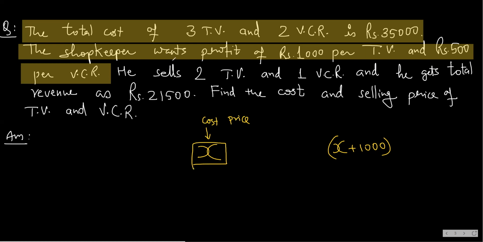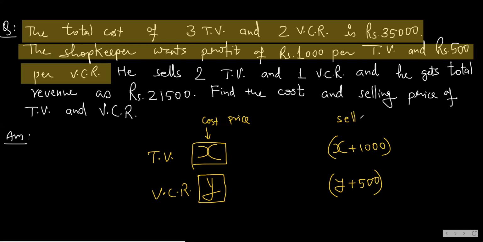So it says shopkeeper wants profit of rupees 1,000 per TV and rupees 500 per VCR. So if the VCR cost price is Y, the shopkeeper will sell one VCR in Y plus 500 rupees. So these are the cost price of TV, VCR, and here you have the selling price of TV and VCR.